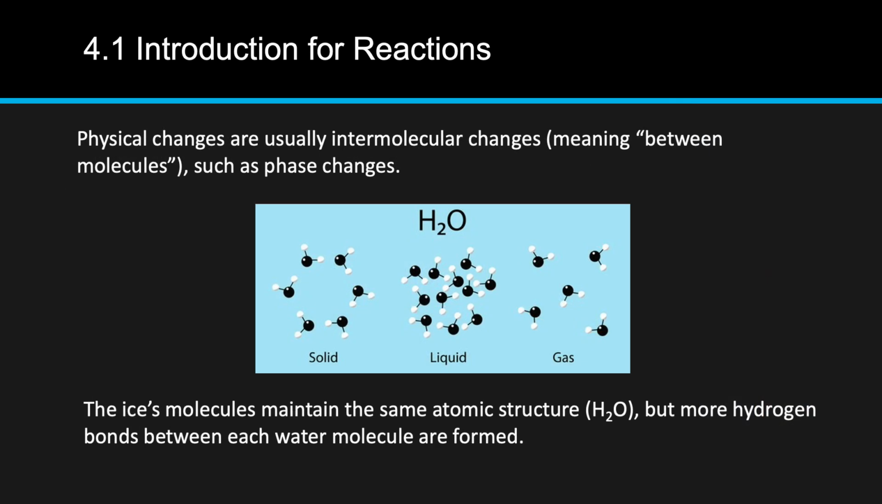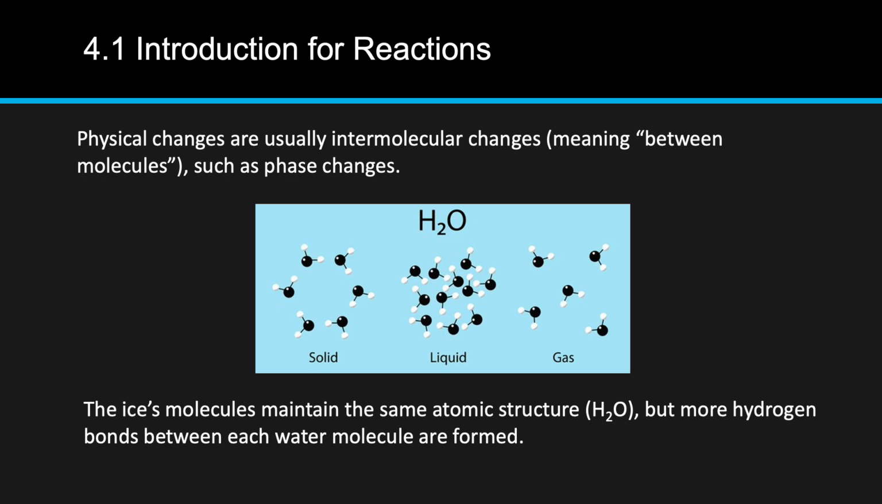A physical change usually involves breaking or moving around or changing intermolecular forces, which means the change that happens between molecules and not inside them. A great example of this is a phase change, like when ice melts into liquid water or when water boils into steam. In each of these phases, the actual water molecules stay the same, but the hydrogen bonds between them are what change. In solid ice, there are more hydrogen bonds holding the molecules in a fixed structure, and as that ice melts, some of those hydrogen bonds break, allowing the molecules to move more freely in the liquid state.